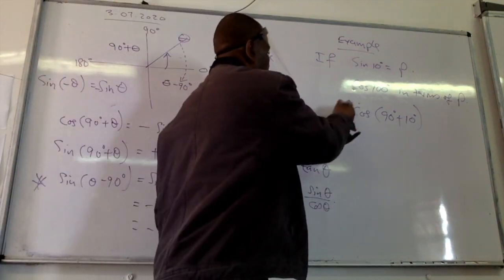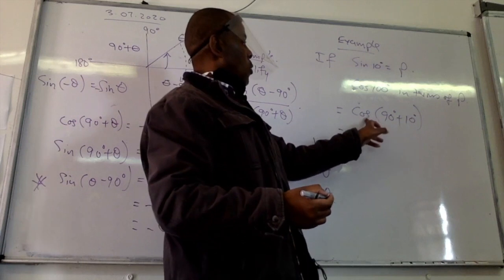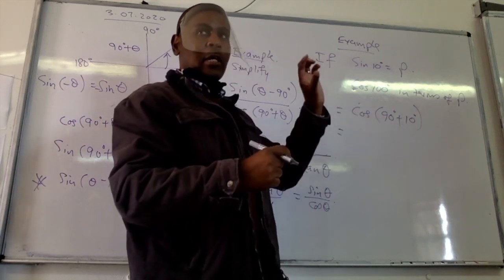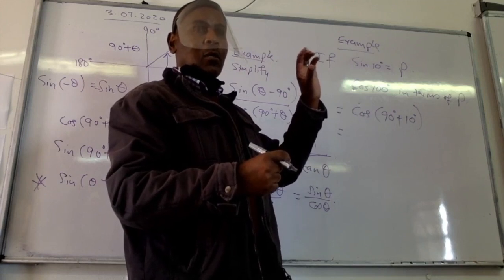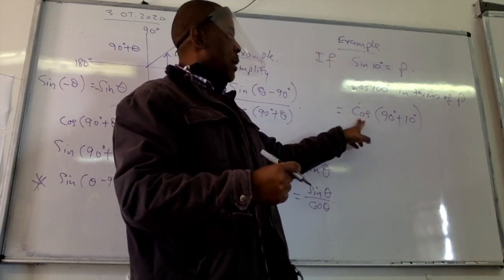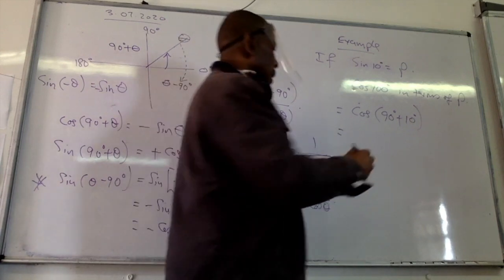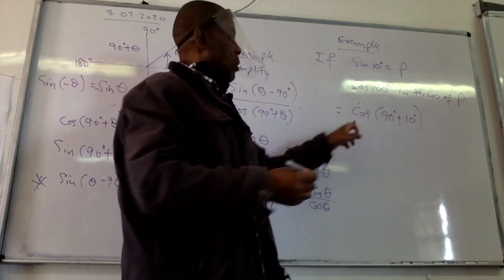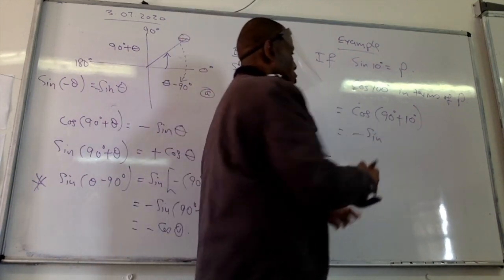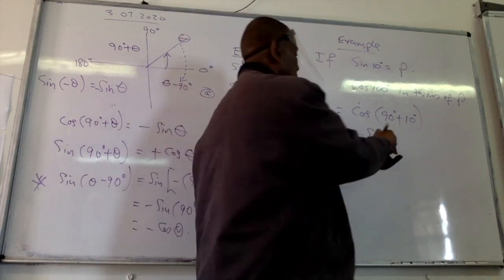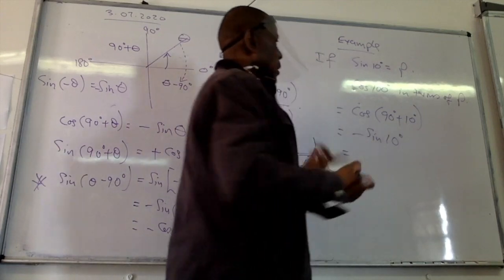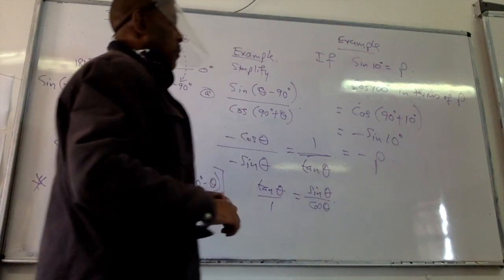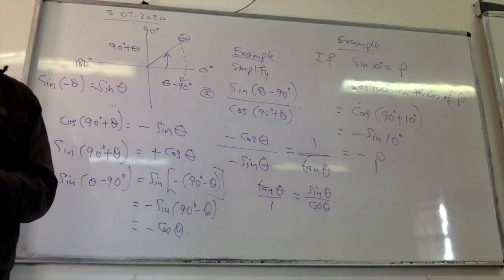Okay, let's continue. So it's cosine of 90 plus 10. What is cosine of 90 plus 10? We know that 90 plus 10 is in quadrant 2, right? Cosine should be negative. But because there is a 90, cosine should change to sine, and it should be sine of the acute angle 10. So what is the answer in terms of p? The answer is negative p.